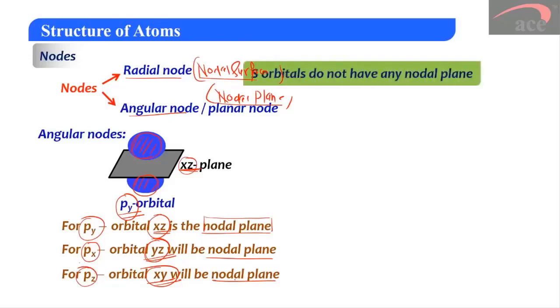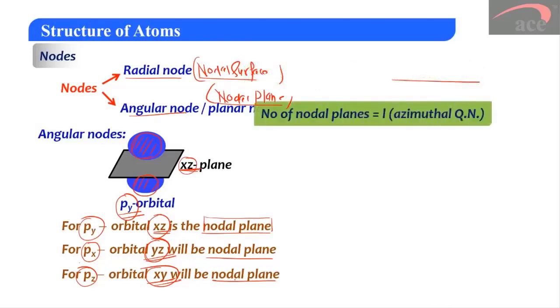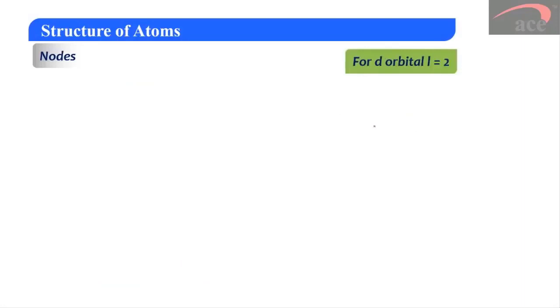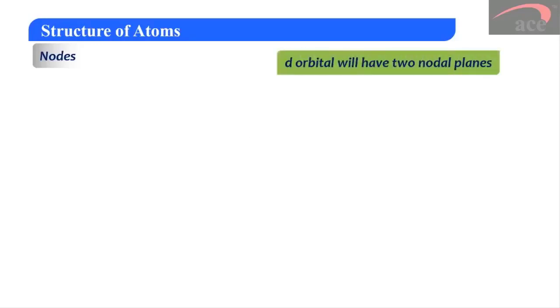So I was talking about the p orbital. In case of the s orbital, students, there is no nodal plane because the nodal plane depends upon the azimuthal quantum number, that is l, and for all s orbitals the value of l is 0. Now let us try it for the d orbital. We know the l value, the azimuthal quantum number, for the d orbital is 2. So the number of nodal planes in each d orbital is 2. Now the d orbital has a double dumbbell shape, and since l is equal to 2, it should have 2 nodal planes.